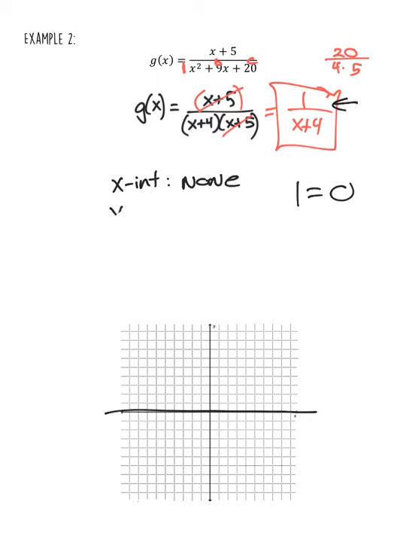And now what we're going to have to figure out is our vertical asymptote and horizontal asymptote. Vertical asymptote you find by setting the denominator equal to 0. And that would give us x equals -4, right? And that is a line. X equals -4 is a vertical line. Which makes sense because it is a vertical asymptote, which means this is a vertical line.